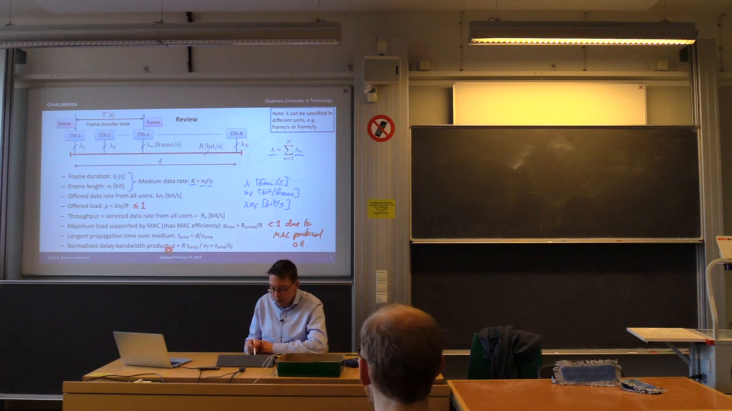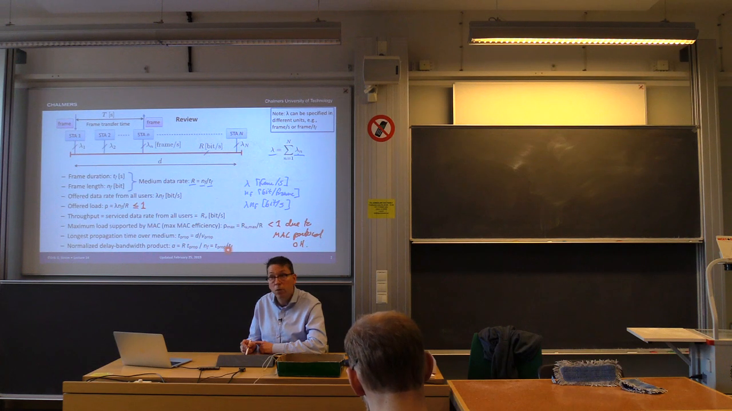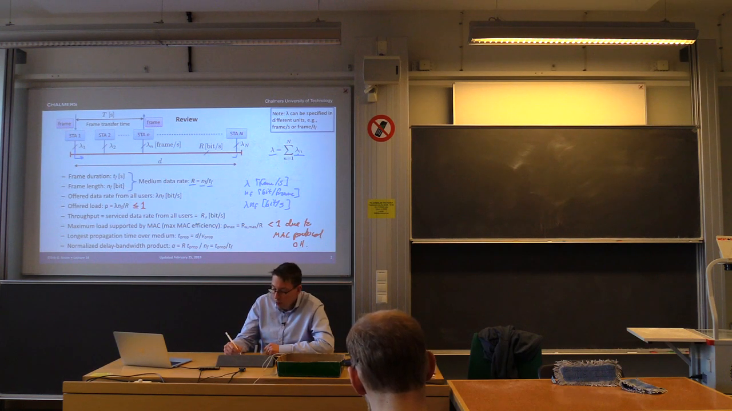And this is captured in this parameter called the normalized delay bandwidth product, A, which is R, the data rate of the medium, times the propagation delay divided by the number of bits per frame, or a simpler equation is perhaps the propagation time divided by T_F. So A here tells us how many frames can fit on the medium at the same time. If station number 1 is transmitting frames to station number N, how many frames can physically fit on the medium at any given point in time?